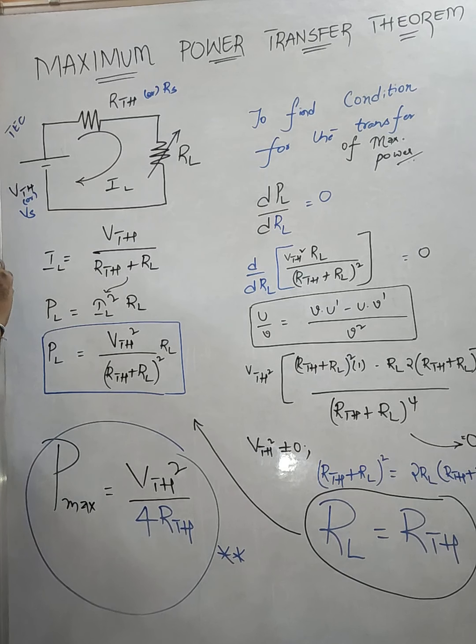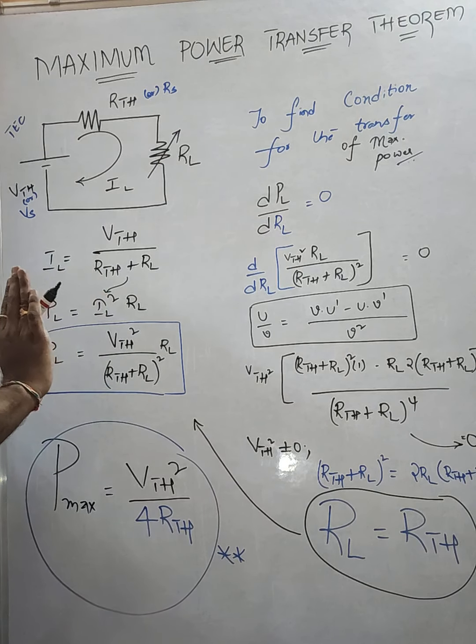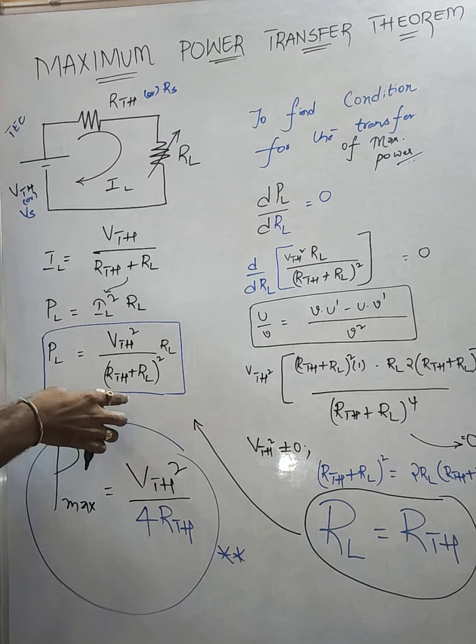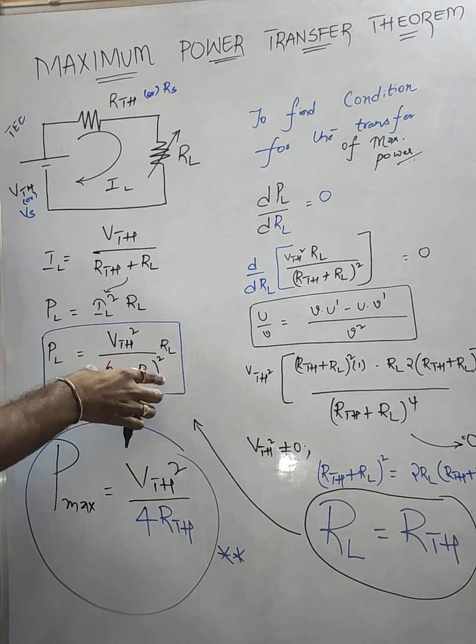Remember one thing. In some of the textbooks, the Thevenin voltage or source voltage is also the same, and Thevenin's resistance or the source resistance is also the same. Don't bother about that. I conclude that the load power is equal to this formula.